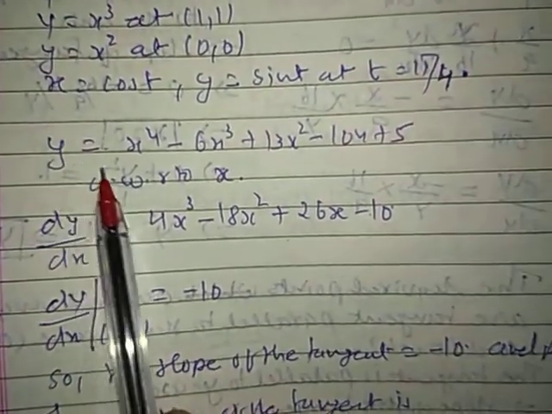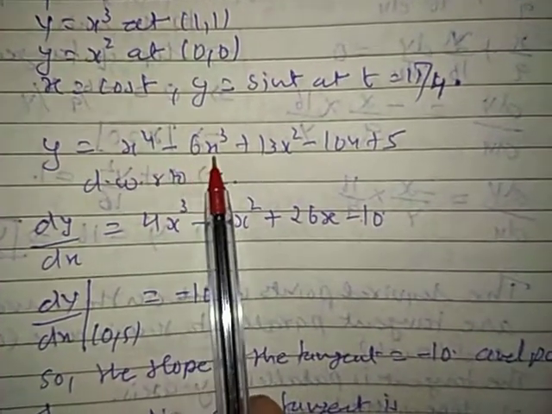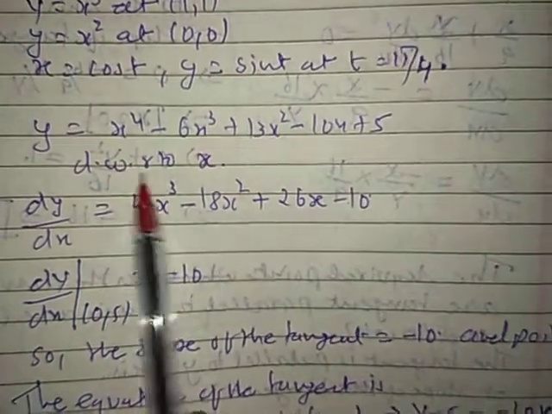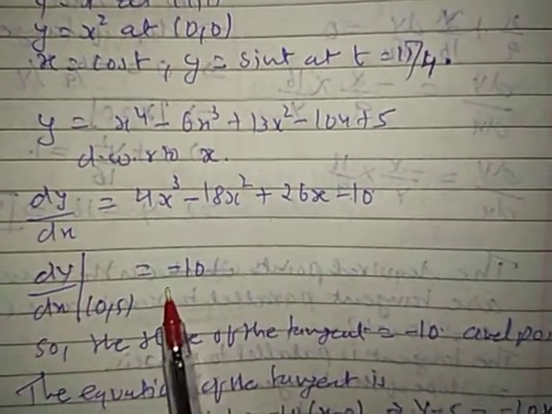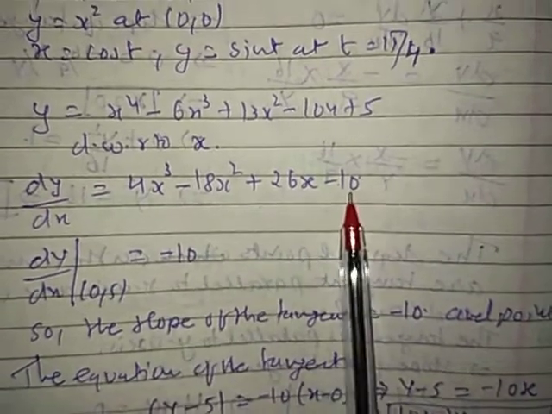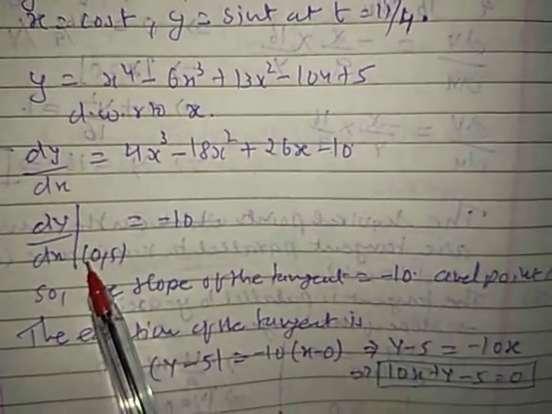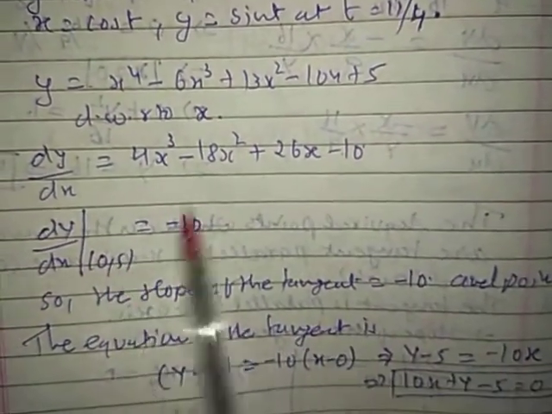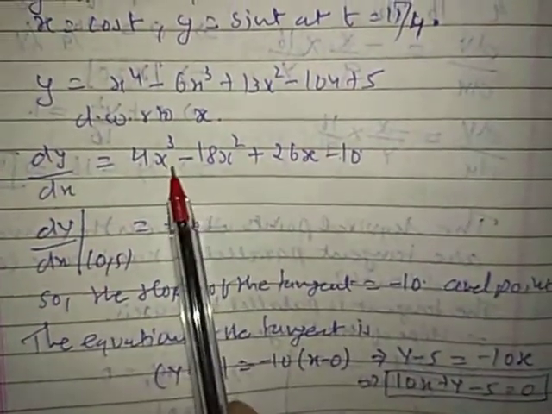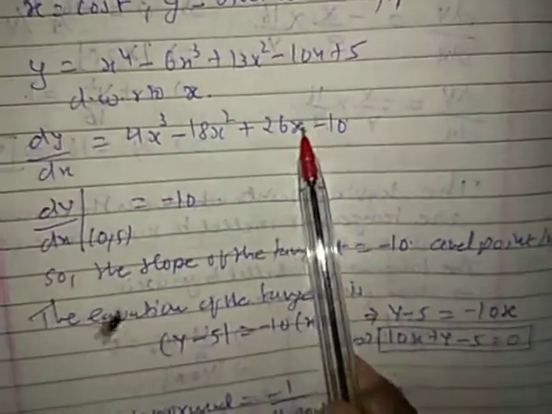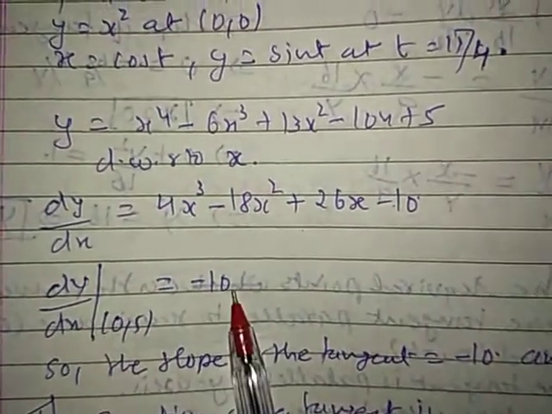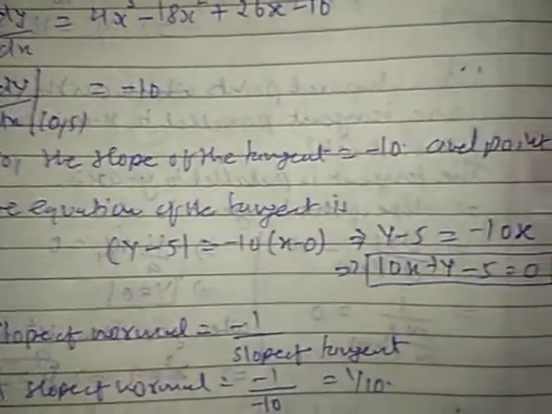First I'll do the first one, with point 0, 5. Y is equal to x raised to 4 minus 6x cube plus 13x square minus 10x plus 5. Derivative with respect to x, dy by dx is equal to, we'll get this much. At which point are we checking? First is given as 0, 5. So substitute x is equal to 0. Y is not needed at all. Wherever x is there, it will become 0. So dy by dx is equal to minus 10. So the slope of a tangent is minus 10 and the point is 0, 5.